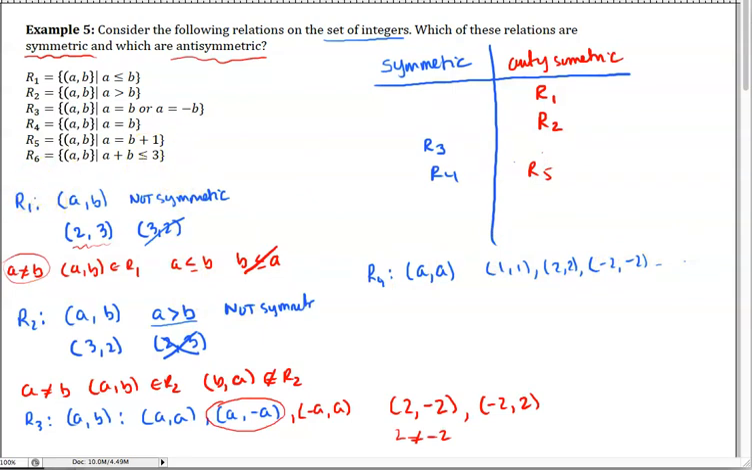Let's look at the next one, R5. R5 is coordinate points where the first number is one more than the second number. So they look like this. You're going to have points like 3, 2, and 4, 3, and 5, 4. Notice that this cannot be symmetric because if I have 3, 2 in there, 2, 3 cannot be in there. But it's going to be anti-symmetric.